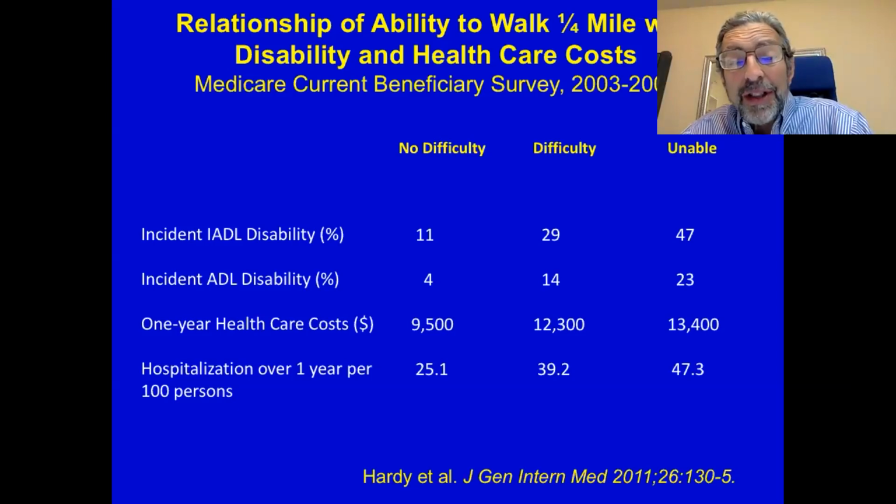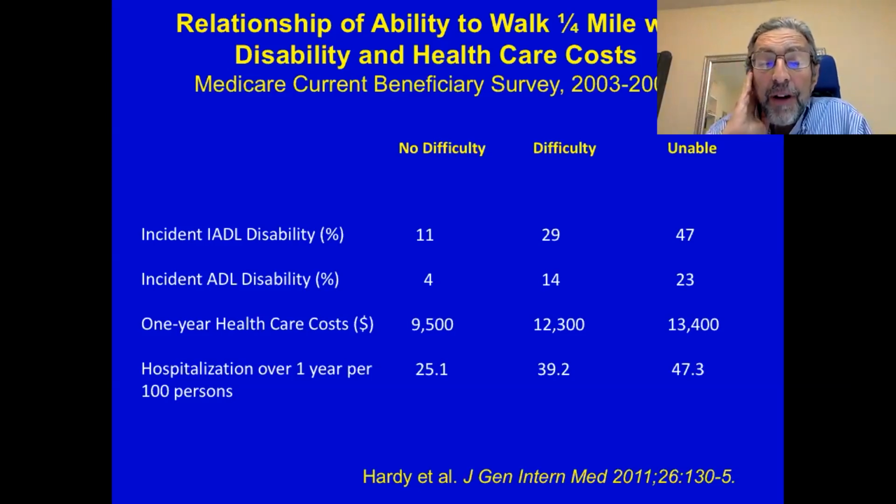The healthcare costs vary greatly from $9,500 on up to $13,000. And this is data from about 15 years ago. So these numbers would be bigger now. And then hospitalizations over 1 year, very big differences. So that those with no mobility difficulty, 25% of them would be hospitalized over 1 year. And that goes on up to 47%, almost half of people who are unable to walk a quarter mile would have a hospitalization over 1 year.